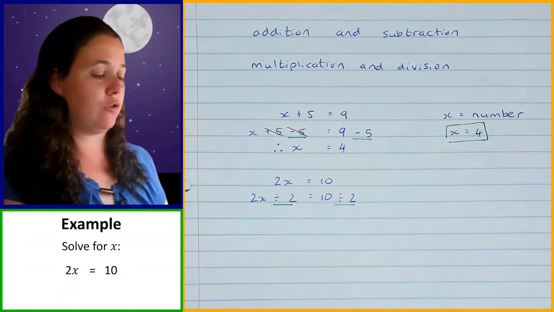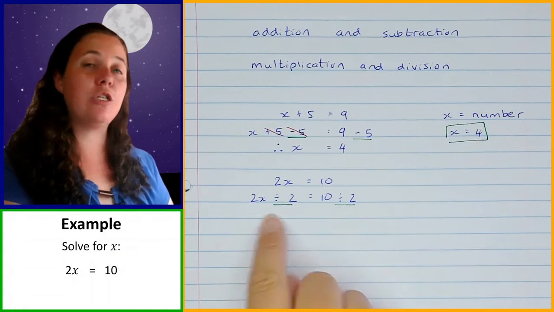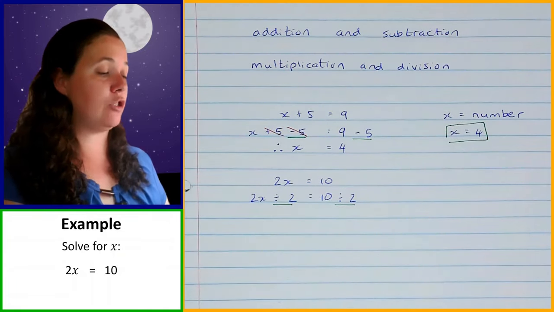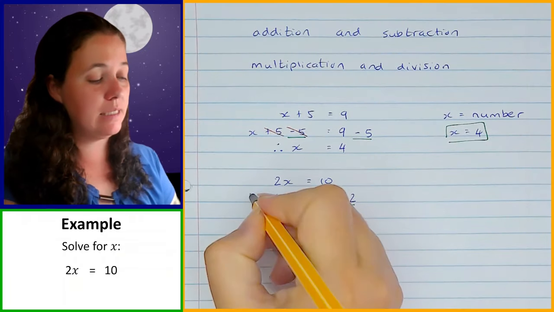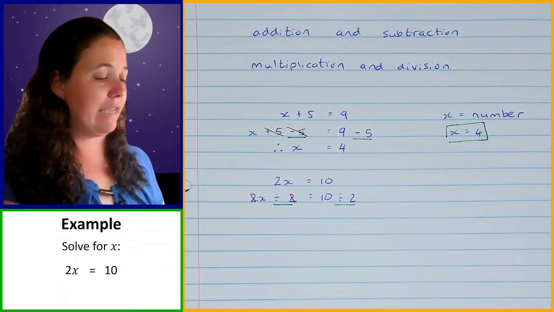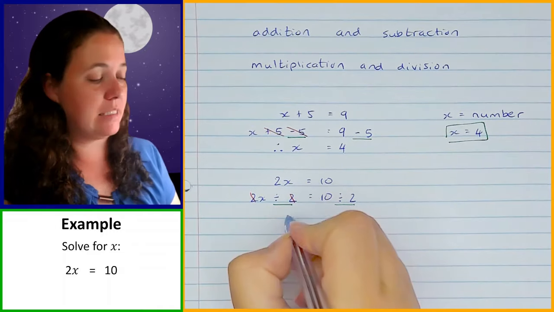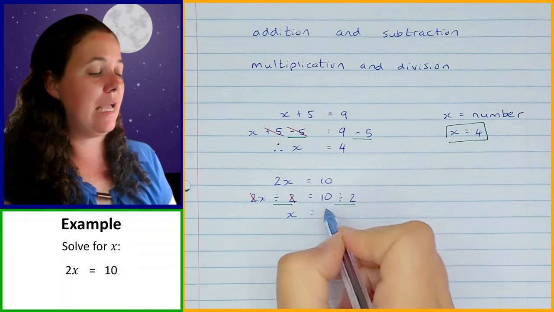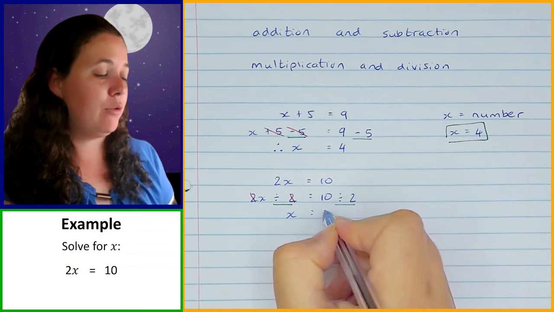And that is what I've got over there. So now I'm going to simplify that. So 2x divided by 2, the 2's cancel, which is the whole reason I did this in the first place. Okay, and that gives me just x on my left-hand side, or 1x, which is just x. And on my right-hand side, I have 10 divided by 2, which is 5.